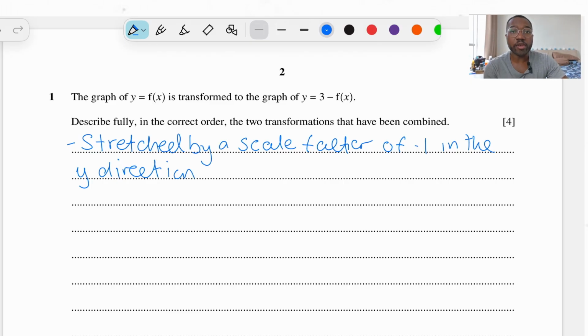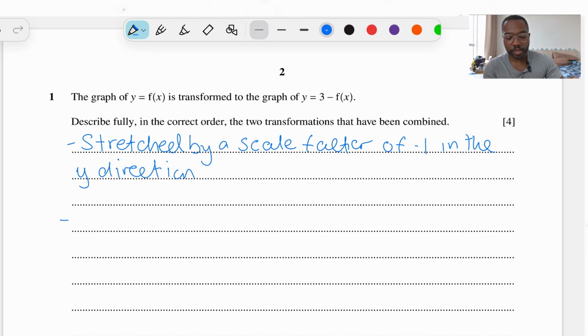Equally, when you have minus f of x, that is actually the same as reflecting in the x-axis as well. So you could also say that it is a reflection in the x-axis, but I'll write it like this: stretched by a scale factor of minus 1 in the y direction. So that is the first transformation.